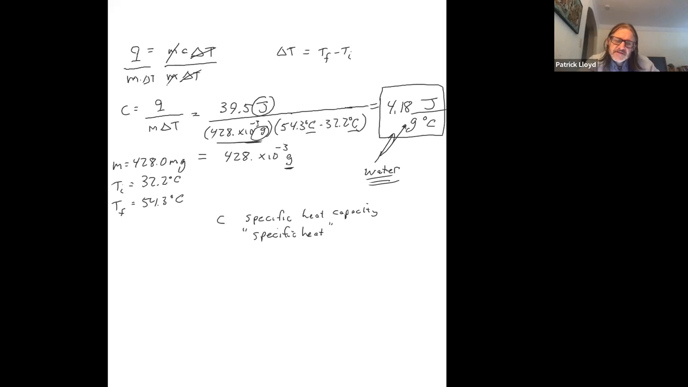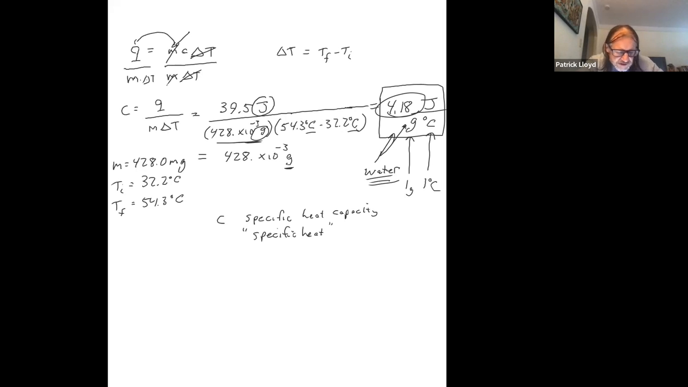So the specific heat capacity is essentially how much heat it takes to raise 1 gram of a substance 1 degree C. So what this says is if you had 1 gram of this water and you made its temperature go up by 1 degree C, like from 21 to 22 or 23 to 24, it would take this much heat to raise the temperature of that water by 1 degree C. Now, obviously, if you had 10 times as much water, then we would have 10 times the mass, and that would require 10 times the heat.